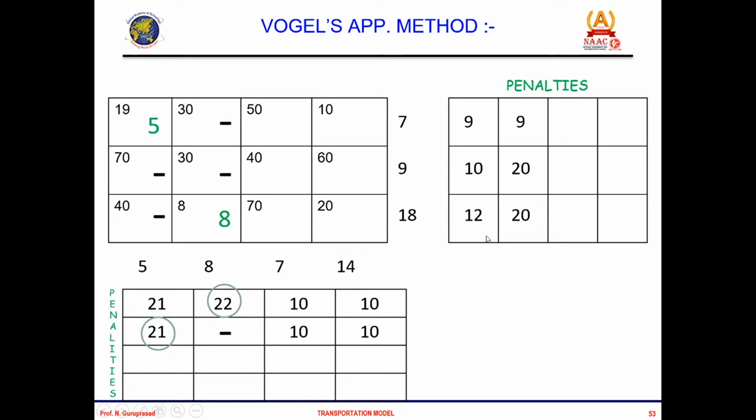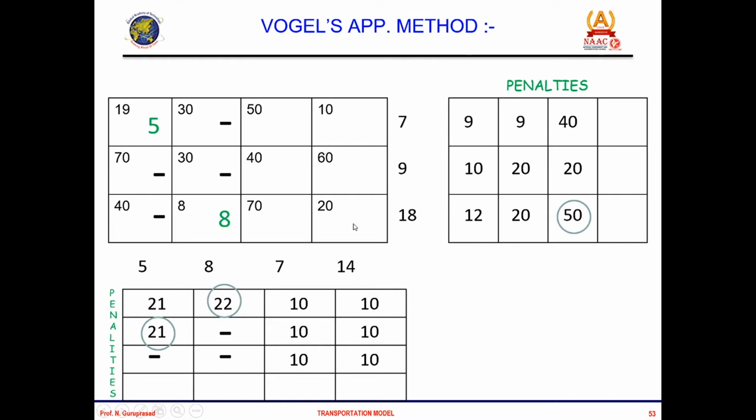Now again I'll calculate the penalties. This time in the first row it will be the difference between 50 and 10. In the second row it will be the difference between 40 and 60, and in the third row it will be the difference between 20 and 70. So the penalties in the third step are 40, 20, 50. For the column penalties, I'm only going to worry about the third and the fourth column because the first and second are already over. The penalties for the third and fourth columns are 10 and 10. 40 and 50, this is 10. This 10 and this 20, it is 10.